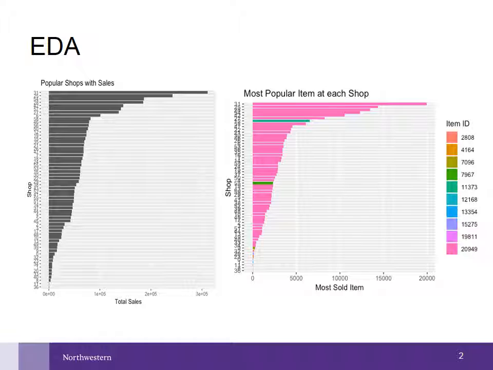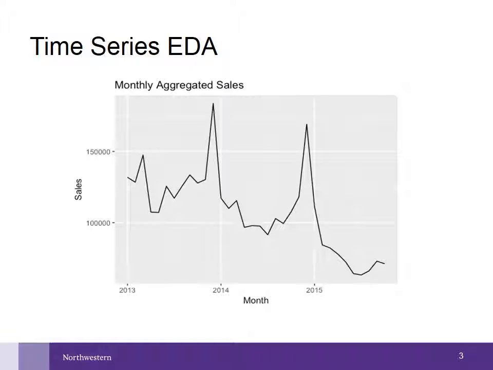Also looking at a few other plots, I looked at how shops and items were dispersed across the data. So as you can see from the plot on the left, not all sales were spread equally among the shops. This was really important for predicting the future sales for each shop. And on the right, you can see how the same is true for the items. So specifically, item 20949 was very popular among the shops, and I wanted to make sure to take that into account in my analysis.